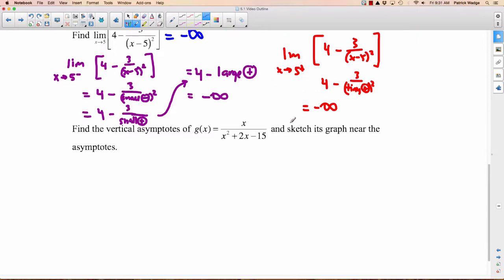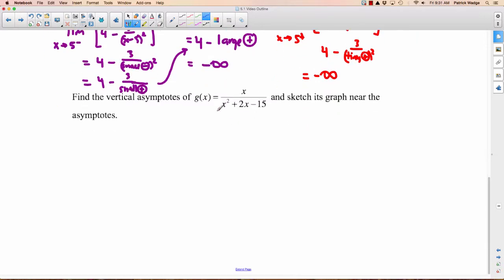Okay, last one is we're going to find the vertical asymptotes of this function, and then we're going to sketch the graph near the asymptotes. Okay, to find vertical asymptotes, you did this in grade 11 and 12. You take a look at the denominator and you ask yourself, what would make the denominator equal 0? And the easiest way to do this is to actually factor.